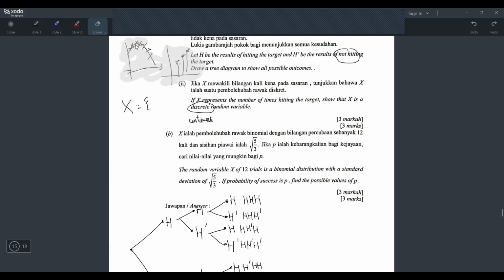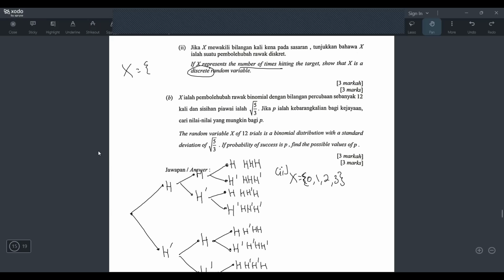So what do you think? Is this discrete or continuous? If x represents the number of times hitting the target, it must be a discrete random variable, right? Because the number of times hitting is either you don't hit, it's 0, or maybe 1 time you hit, or 2 or 3. At most, it's only up to 3. So x is a discrete random variable, and this is the answer, right?